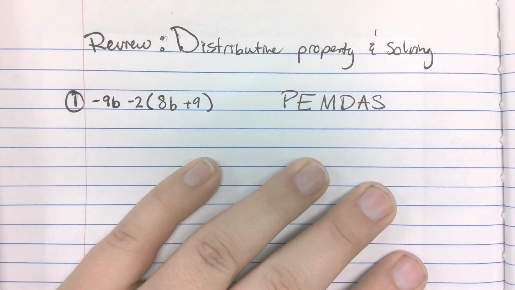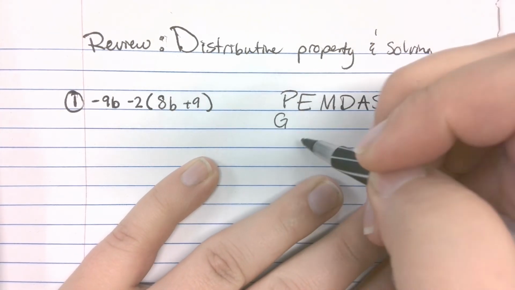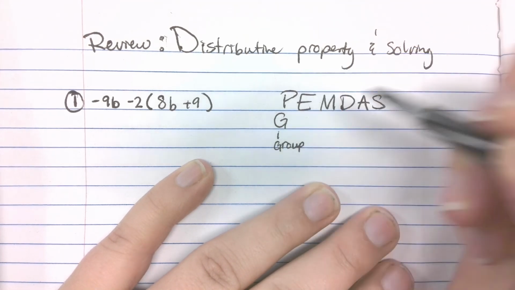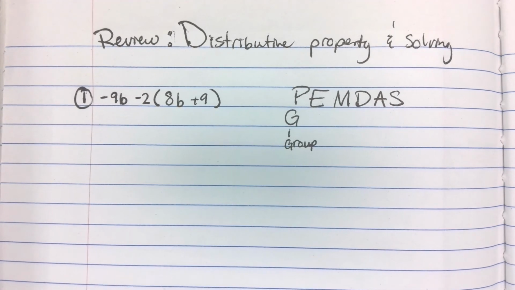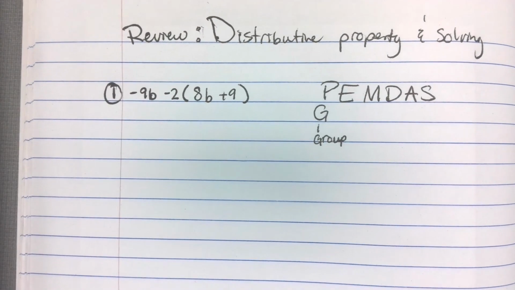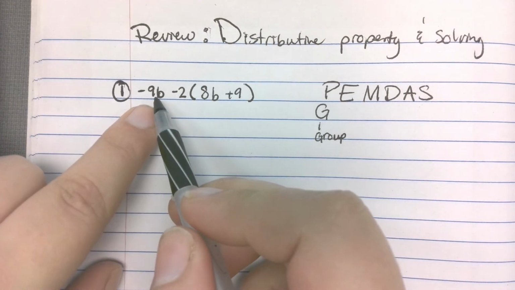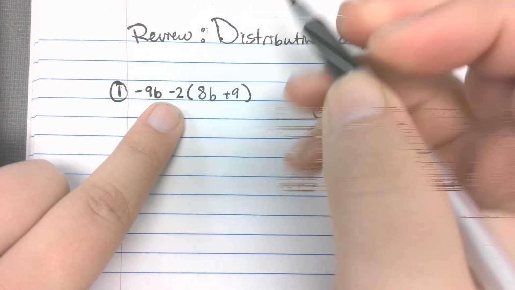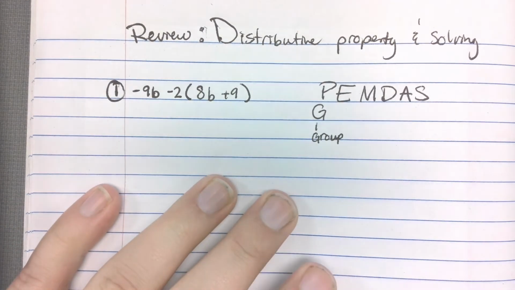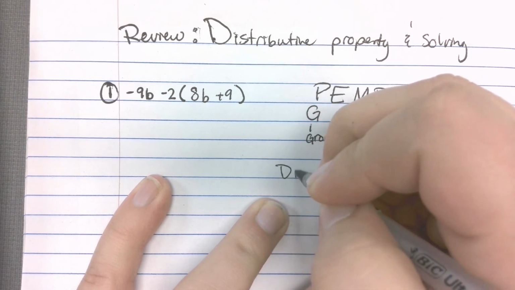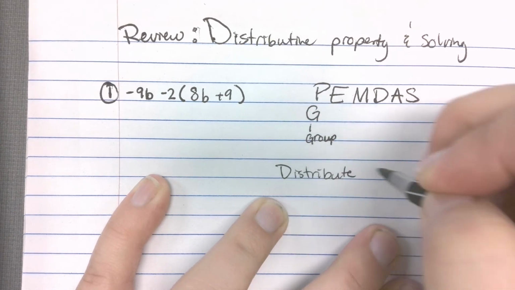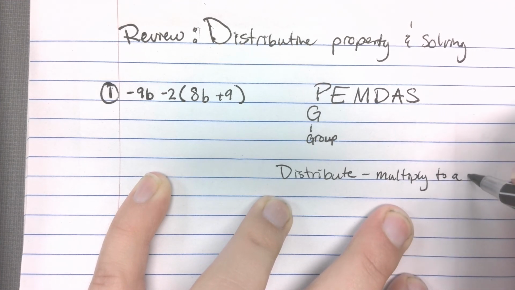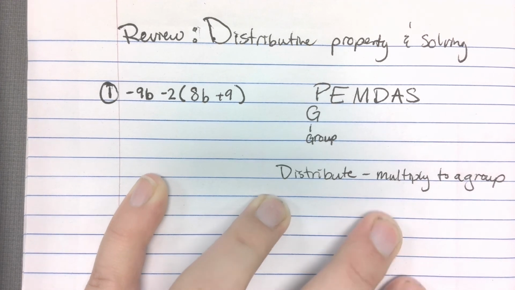Now, sometimes I've seen this with a G instead of the P, and the G stands for group. So any grouping. So the trickiest thing here is knowing what to distribute. These cannot go together. The 2 is being multiplied by this parenthesis, so we have to distribute it first. So whenever we say distribute, what do we mean? Multiply. Distribute means multiply to a group.